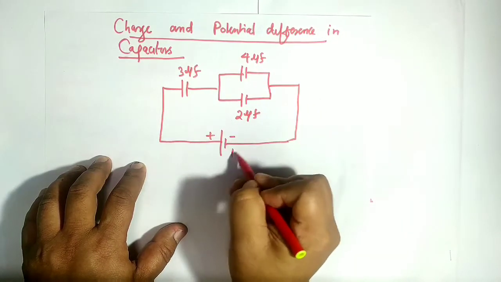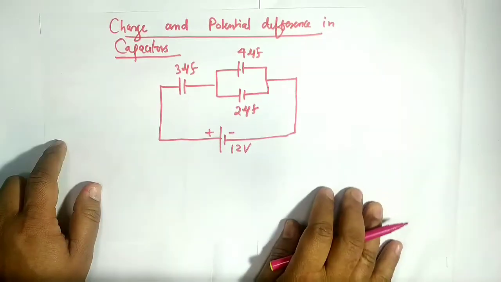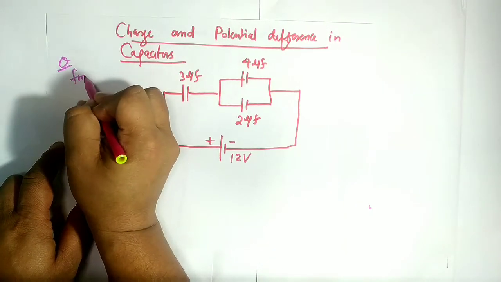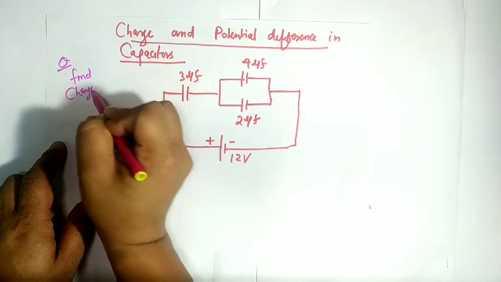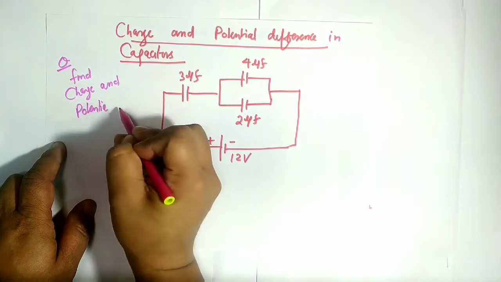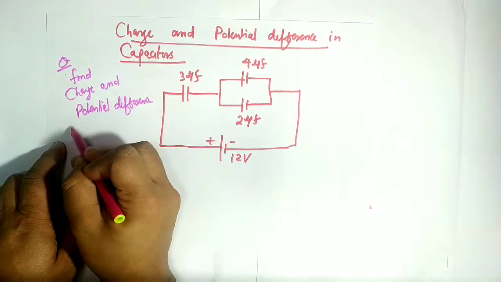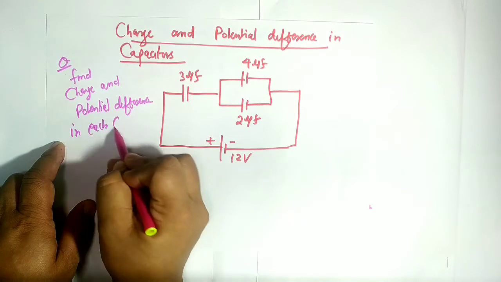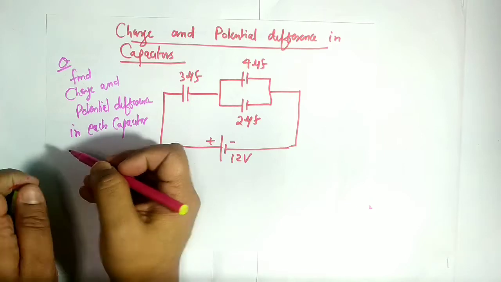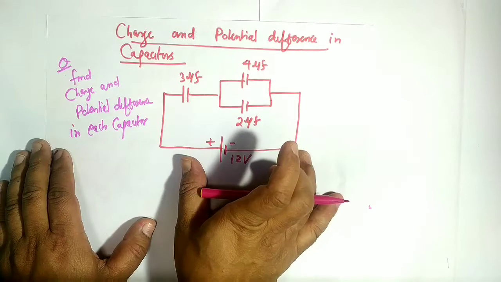Very simple. Now the question will be how we are going to find charge and potential difference in each plate, in each capacitor. This is a very important question. Like in resistances, we find current and voltage in every resistance, same here. So do you know what we'll do in this case?